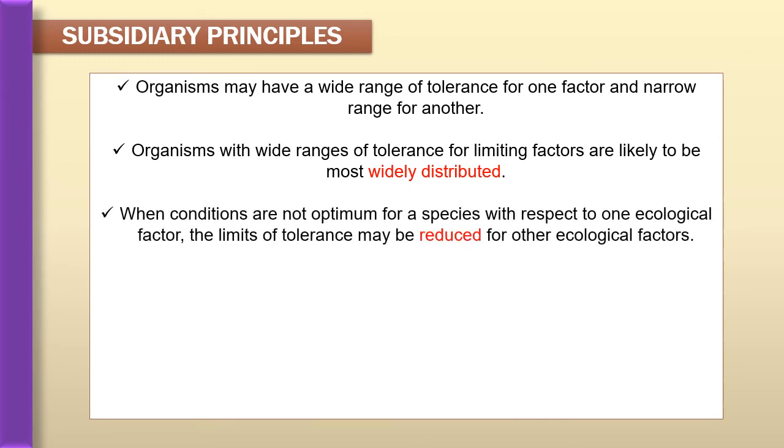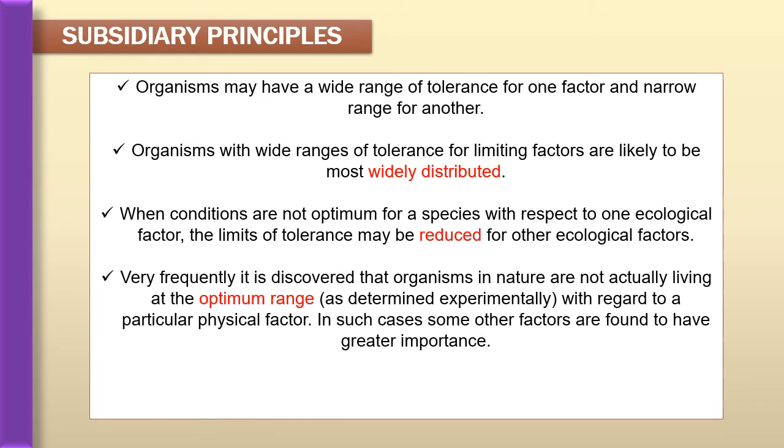When conditions are not optimum for a species with respect to one ecological factor, the limits of tolerance may be reduced for other ecological factors. Here we can take the example of nitrogen. Pullman reports that when soil nitrogen is limiting, the resistance of the grass to drought is reduced. In other words, he found that more water was required to prevent wilting at a low nitrogen level than at a high level.